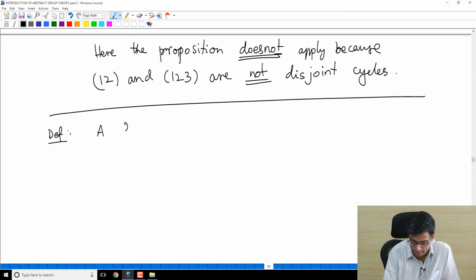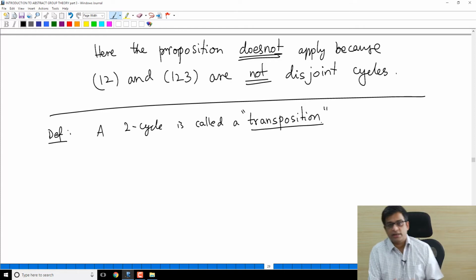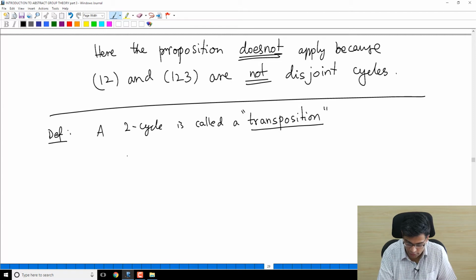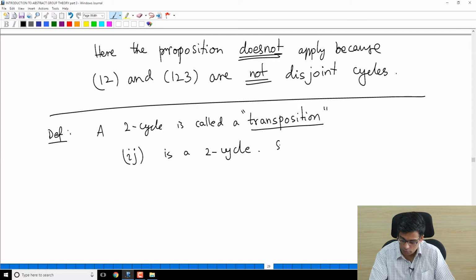A two cycle is called a transposition. So two cycles are particularly simple permutations, right? What is a two cycle? It is something like (i j), right? So (i j) is a two cycle. What does it do as a permutation? It sends i to j and j to i and fixes everything else.